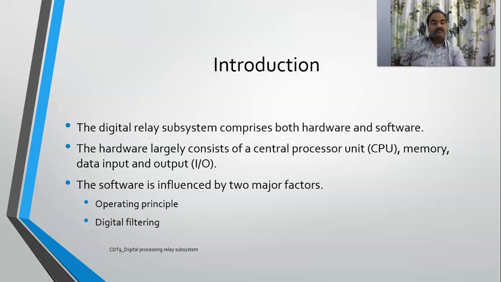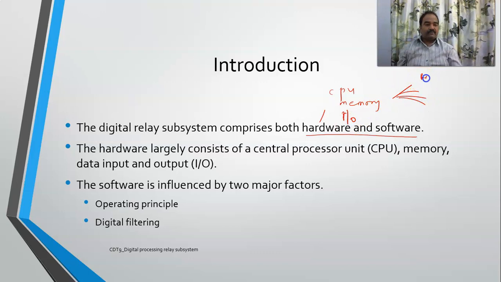As we have already discussed, the digital relay subsystem has both software and hardware. The hardware basically consists of a CPU, a memory, and data input-output devices. Coming to memory, we have so many things. We have ROM, RAM, and EEPROM, electrically erasable programmable read-only memory. So different parts of your digital relay will be stored in these.